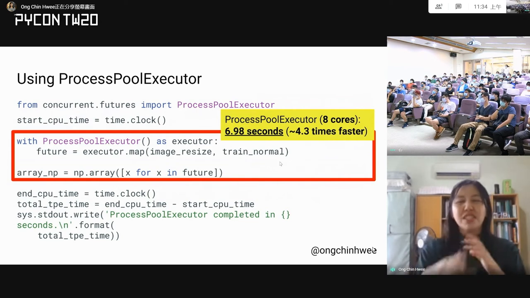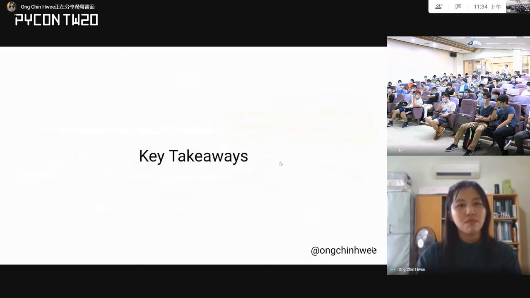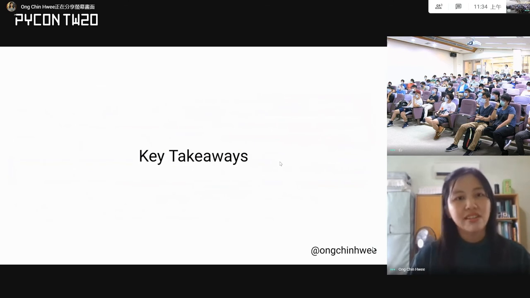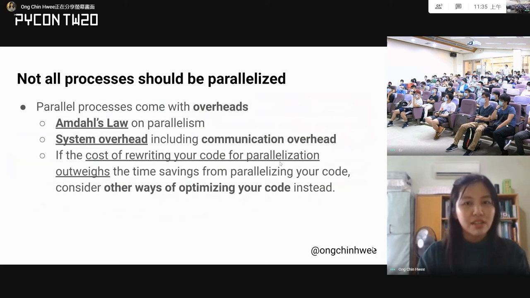So you can see that 8 cores doesn't really equate to an 8 times speed up, but still the speed up is substantial. Okay, so some key takeaways from this talk is that not all processes should be parallelized, because parallel processes come with overheads. For one thing, we will have to consider Amdahl's law on parallelism.